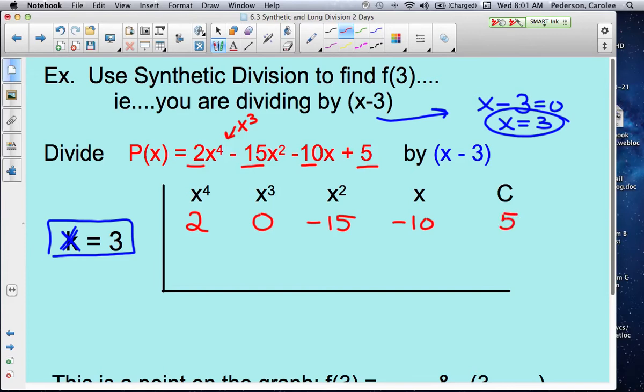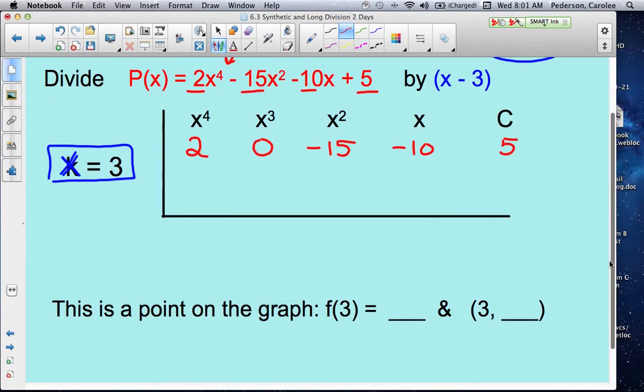All right, let's go ahead and do synthetic division. So first thing we do is we bring down the 2. And now we multiply 2 times 3. 2 times 3 is 6. Now we add the column. 0 plus 6 is 6. Now we multiply. 3 times 6 is 18. Then we add. Negative 15 plus 18 is 3.